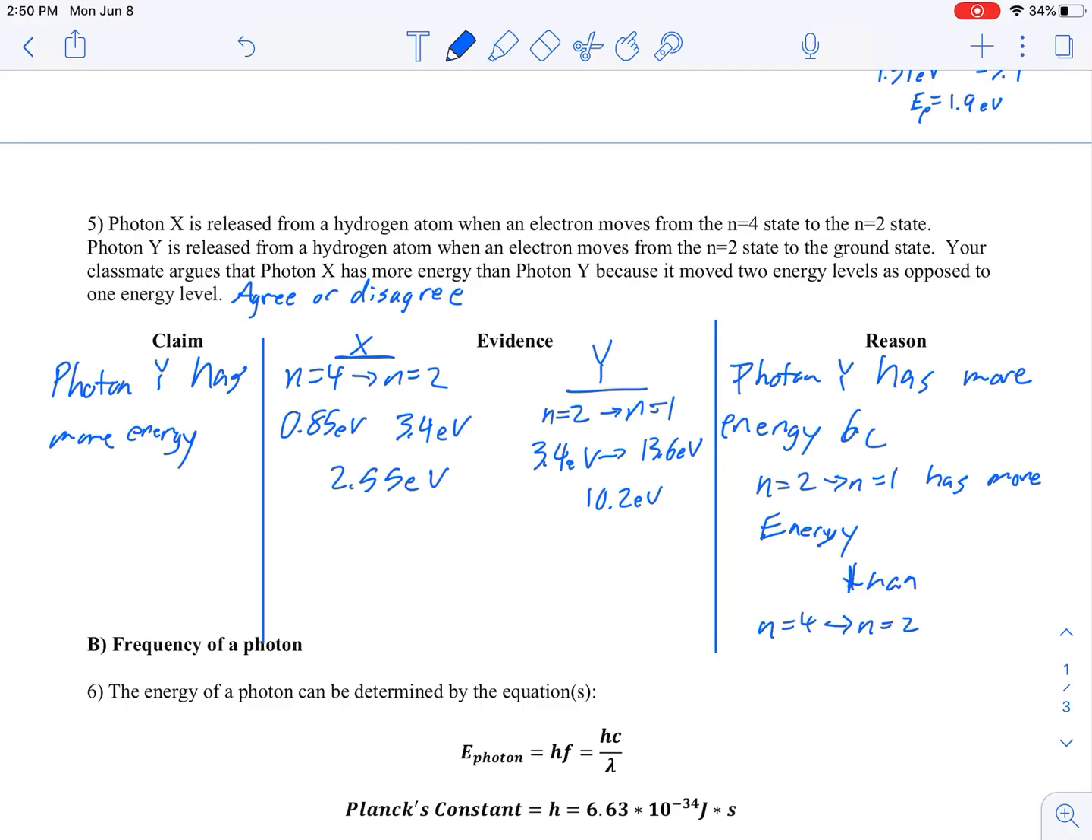So just because one of the electrons moved 2 energy levels doesn't necessarily mean that it had more energy. Now, if they were both ending up on n equals 1, you would find with the math that the one that moved more would emit more energy. But it's important for you to do the math, okay? That does help you a lot.